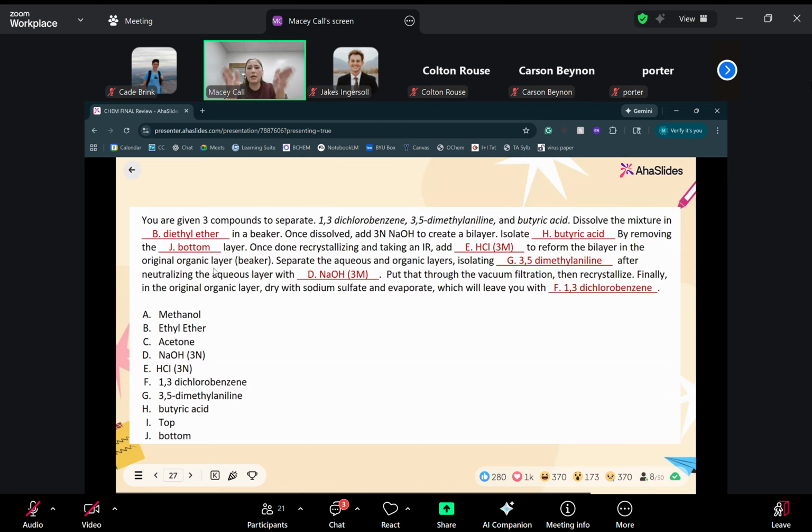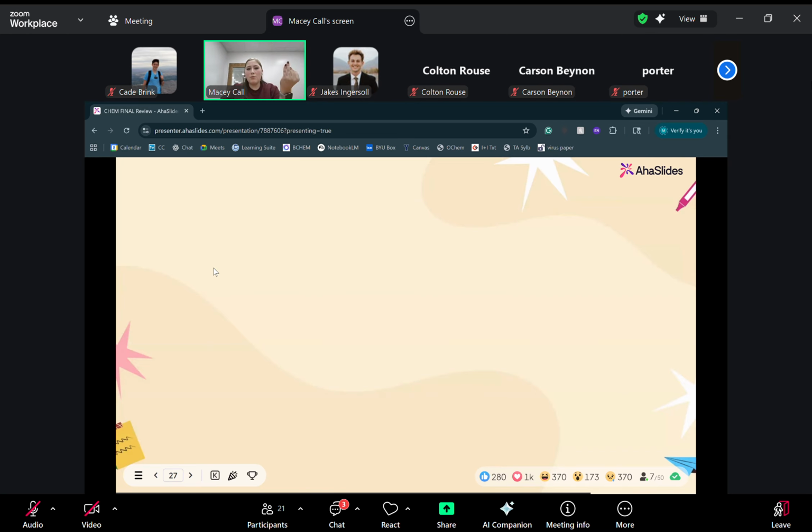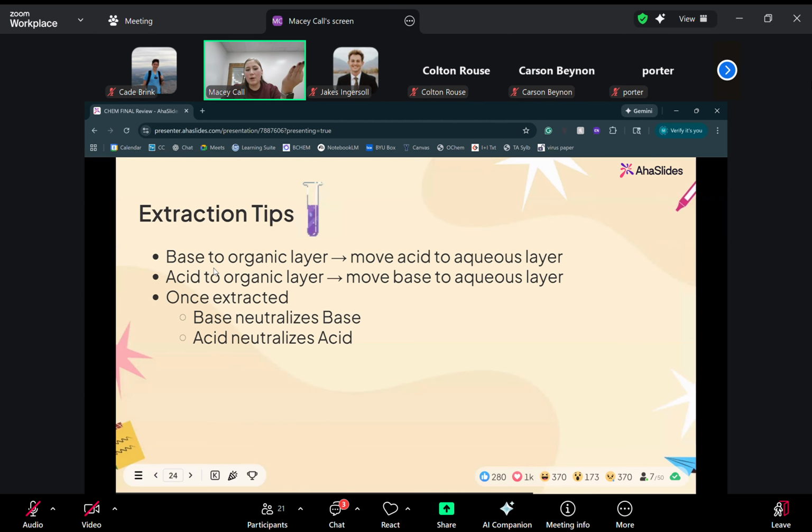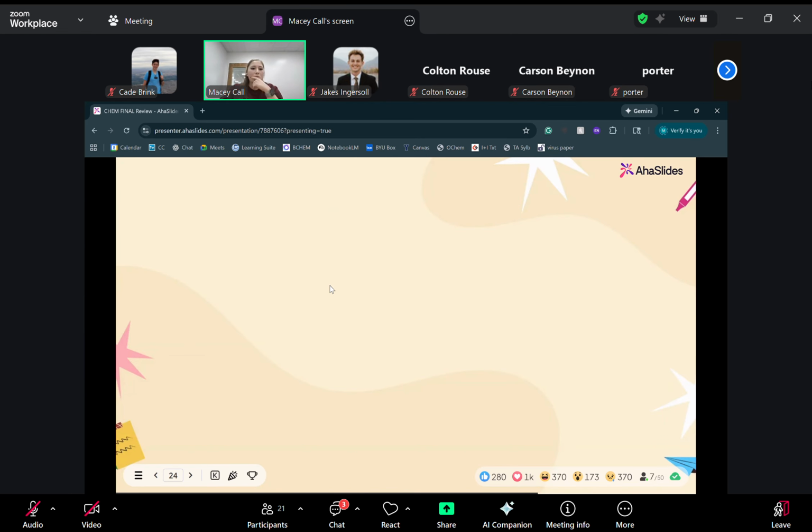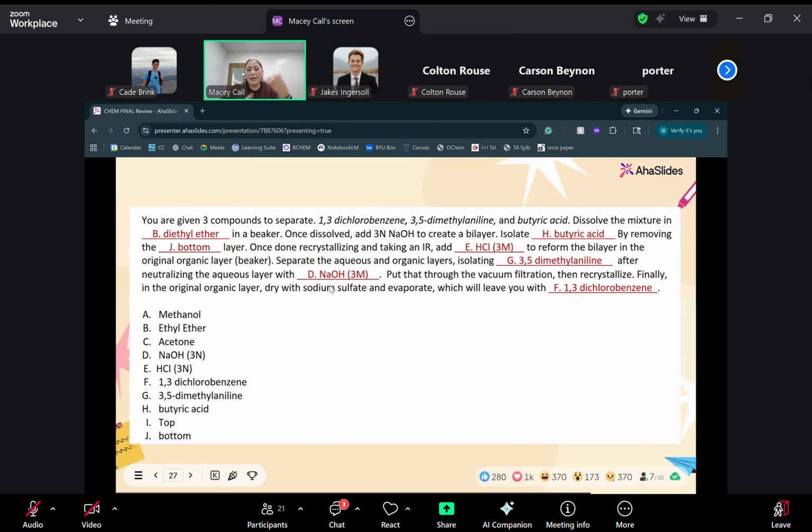So right now I have an organic layer chilling with a base in it and my neutral in it. So if we go back again to this slide, how do I get my base out of my organic layer? I add an acid, right? So I'm adding an acid, which is going to protonate my base. It's going to move it to the aqueous layer, on the bottom. And it's going to reform the bilayer, right? So I'm going to have an aqueous and organic layer, and then I'm going to isolate blank after neutralizing the aqueous layer with blank, okay?